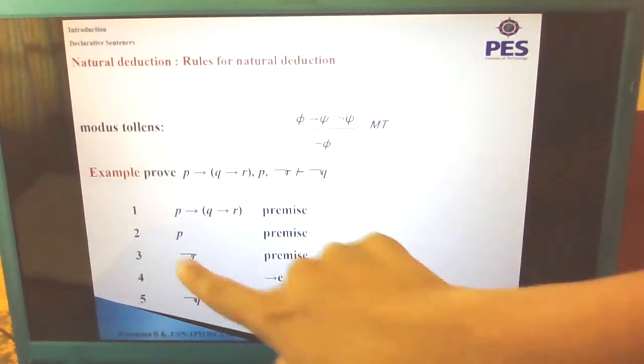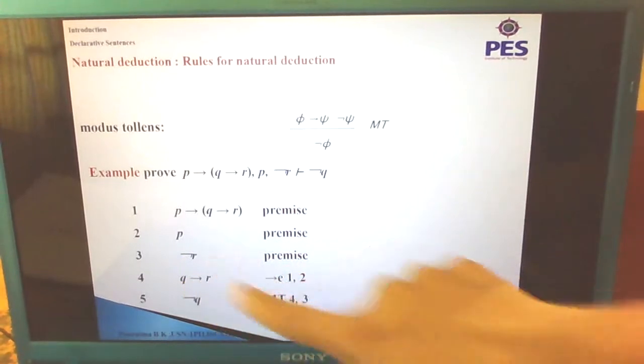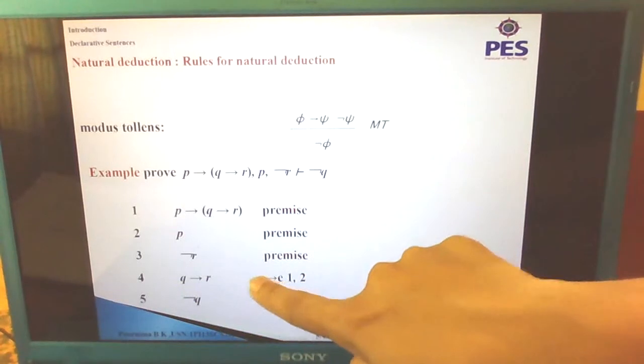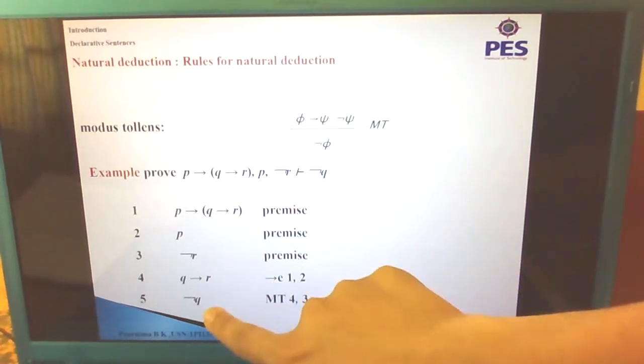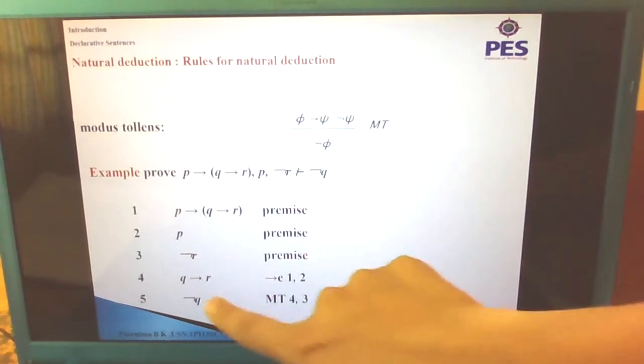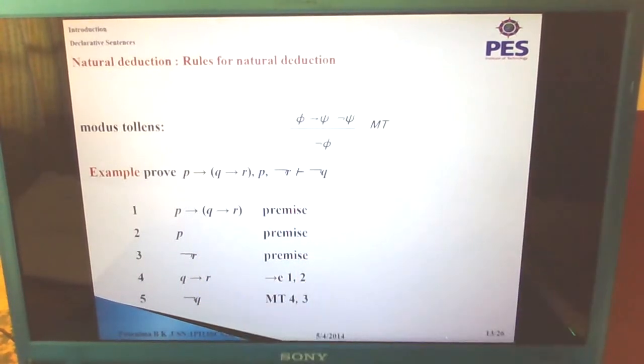For that we are applying the arrow elimination on lines 1 and 2. It will give rise to q implies r. By applying modus tollens on lines 4 and 3, it will give rise to negation of q.